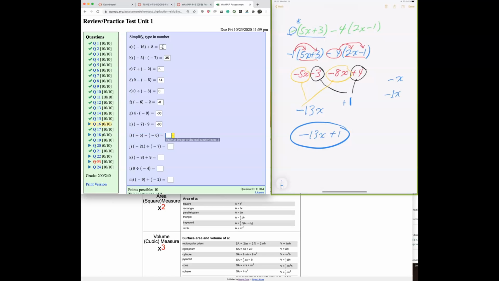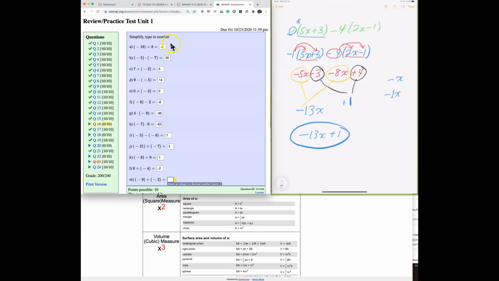Negative 5 minus negative 6. That's like negative 5 plus 6, that's going to leave 1. Negative 21 divided by negative 7, that's going to give a positive answer, which is 3. Negative 8 plus 9, that's like 9 minus 8, which is 1. Just like the other one. 8 divided by negative 4 will give us a negative answer, because the signs are different, negative 2.